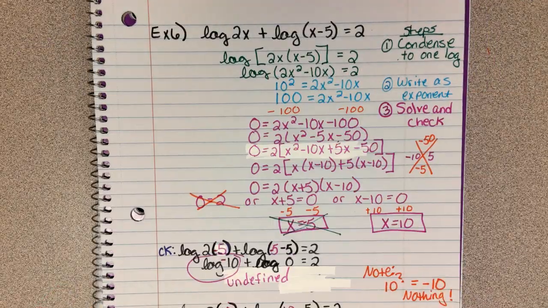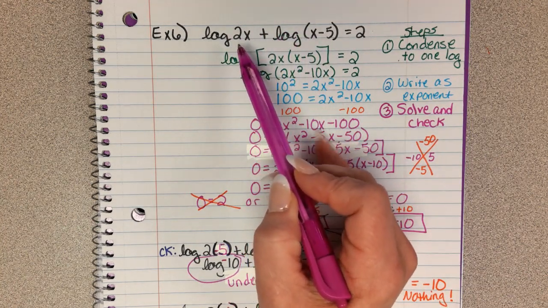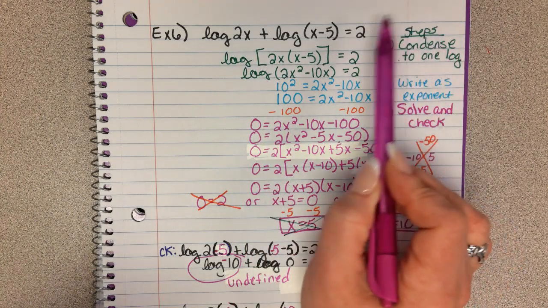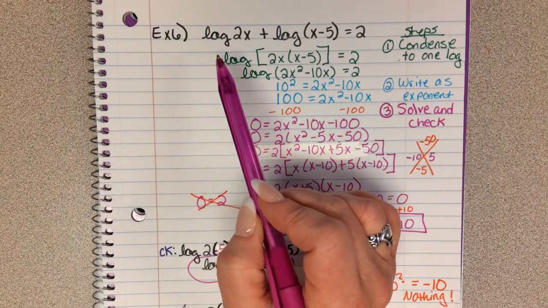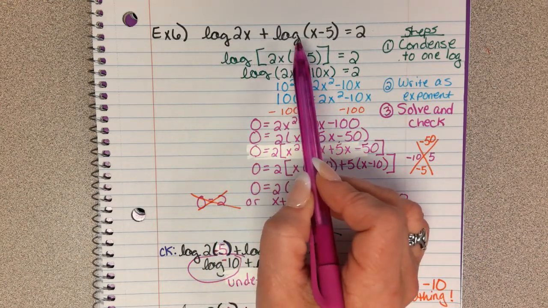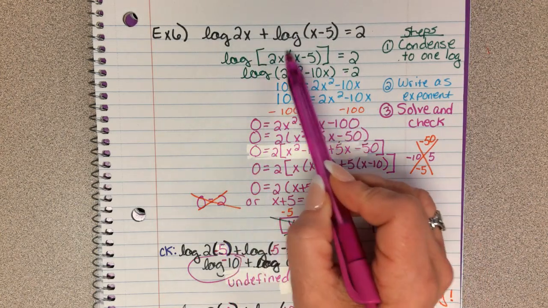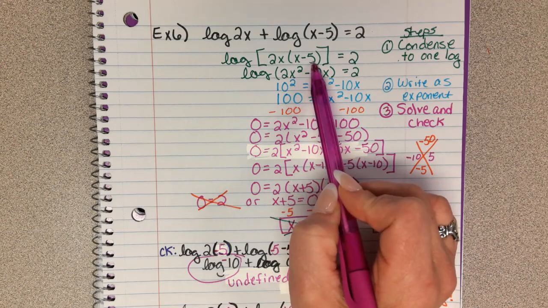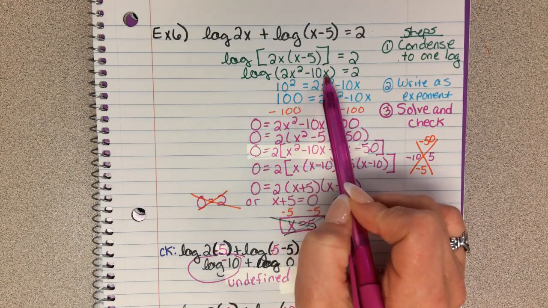Now, in the event that there's more than one logarithm and both logarithms are on the same side, here's what we're going to do. We're going to condense this down to one logarithm so we can follow the steps from the previous problem. So this is addition. Remember, addition of logarithms means you can multiply the arguments. So that means that this is the same thing as log base 10 of 2x times x minus 5 equals 2. And then I'm just going to distribute that 2x.